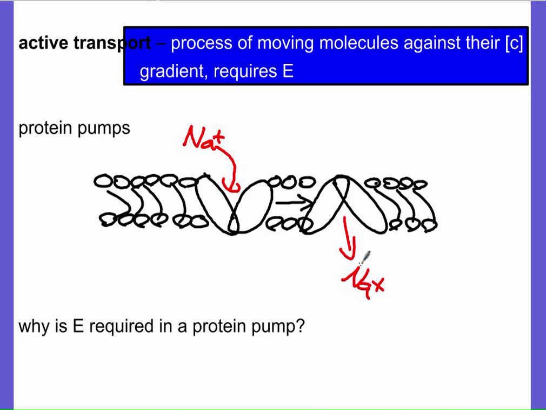So we're building a concentration down here. This concentration is getting bigger and bigger and bigger. And this concentration out here is getting smaller and smaller and smaller. If I was just to open a protein channel, this would actually want to travel this way across the membrane, but I'm forcing it to go down instead of up.